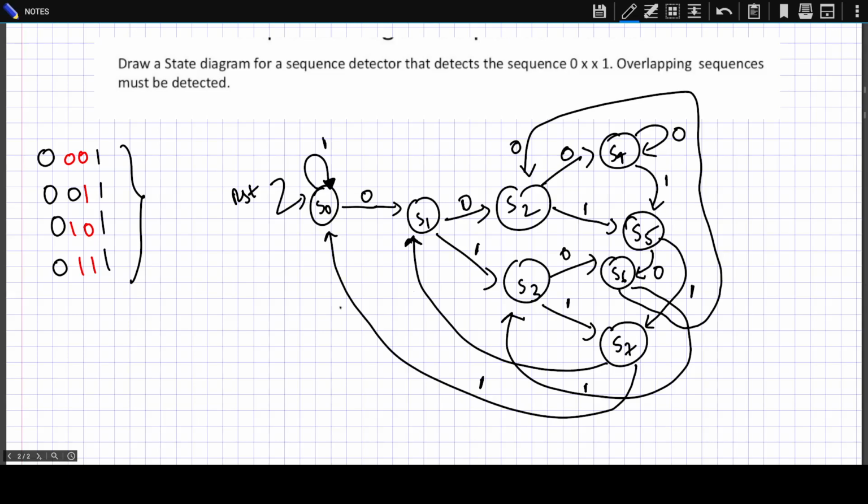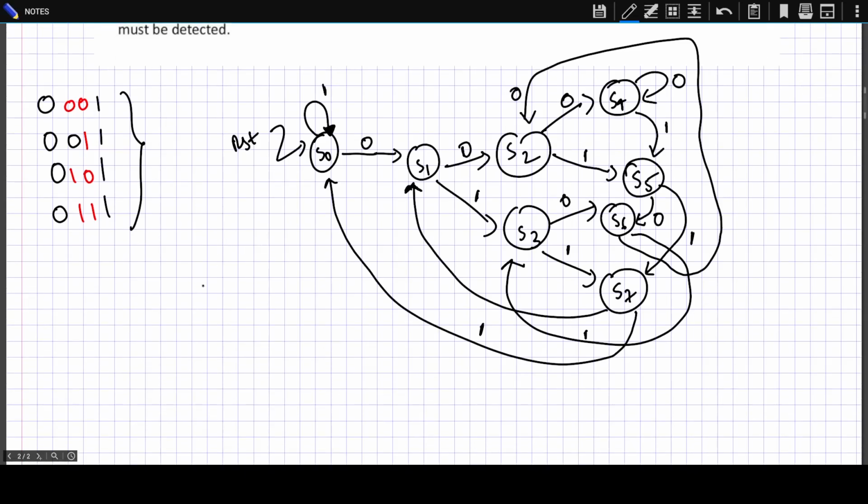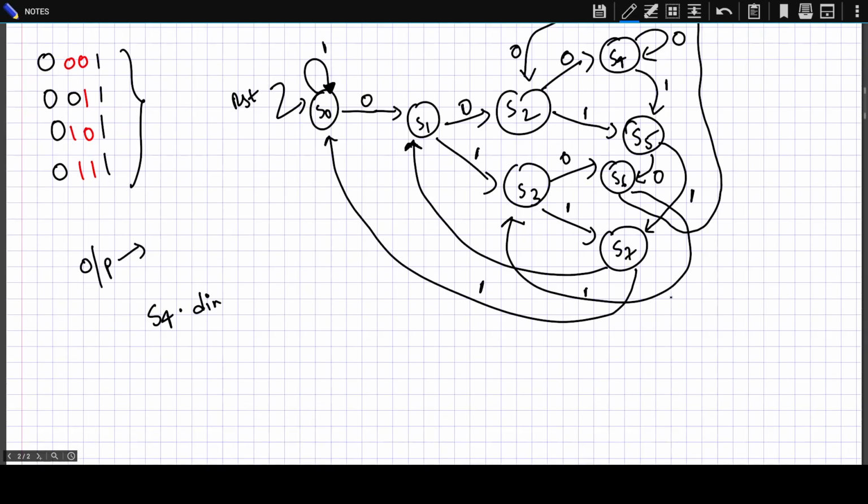So the FSM is complete, and now we will go about writing the output equations. When will the output be asserted high? It will be asserted high whenever the FSM is in S4 and we get a high input, D in.